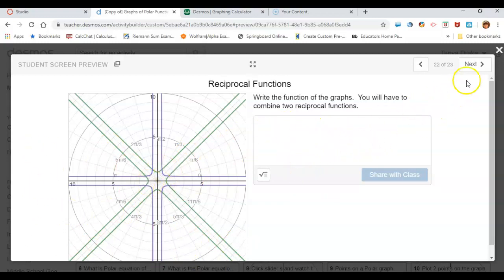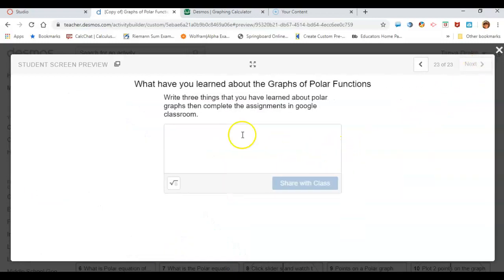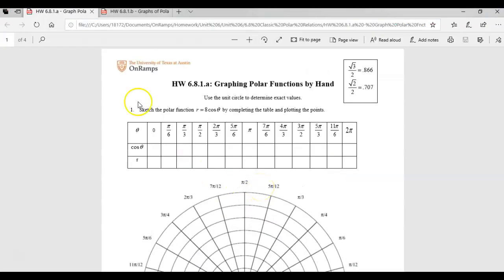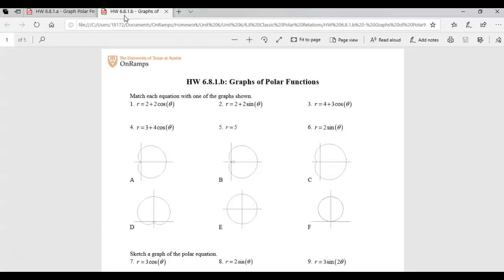So this is the fun part of just playing around with Desmos graphs. And then, of course, my last screen says, what have you learned about the graphs of polar functions? Write 3 things that you have learned about polar graphs, then complete the assignments in Google Classroom. And what they're going to see in Google Classroom will be this function, this page, and this page.